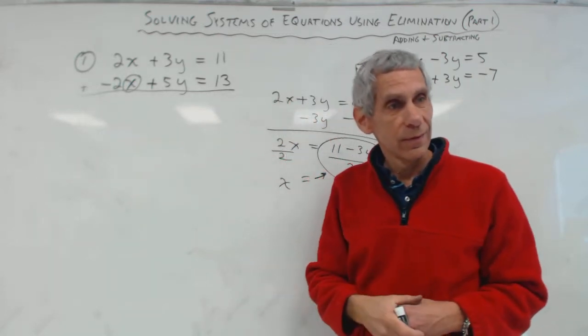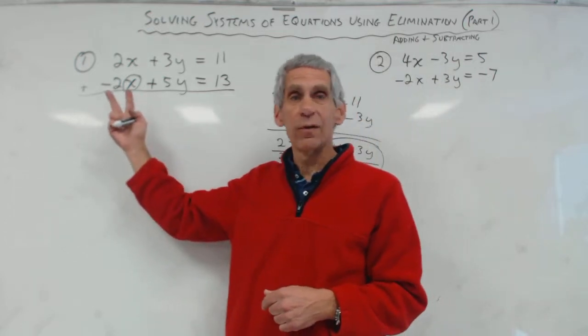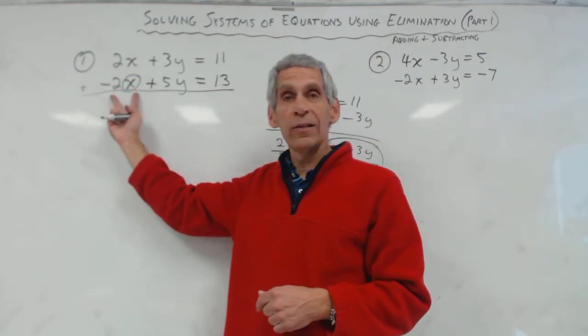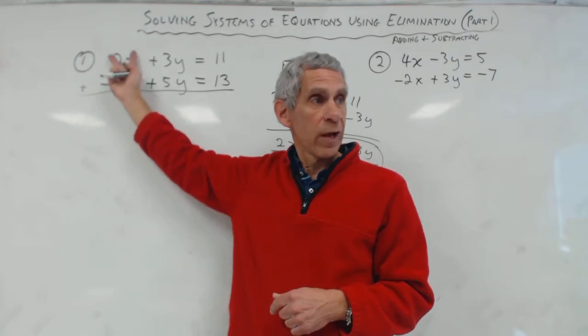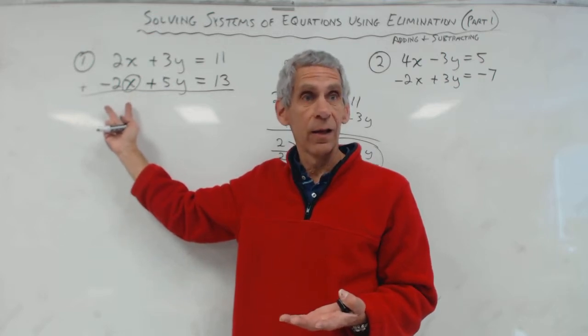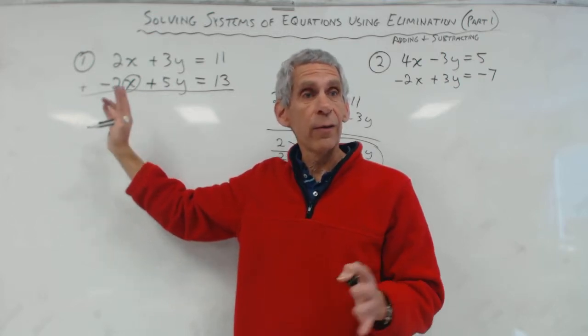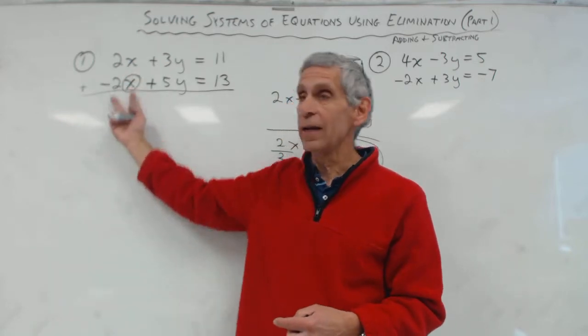What happens when we do that? 2x minus 2x is what? Well, it's 0. It's nothing. 2 apples minus 2 apples is no apples, right? You don't have anything. Then we have 3y plus 5y, which is 8y. Wait a minute. You just eliminated the x's. In that one move, you eliminated all x's.